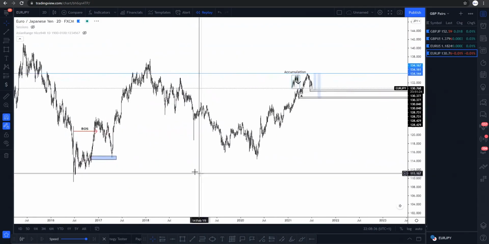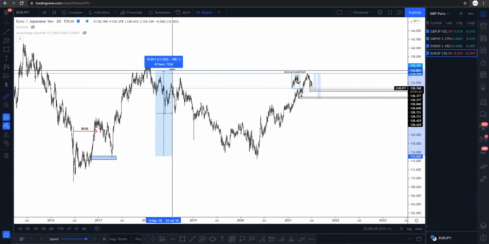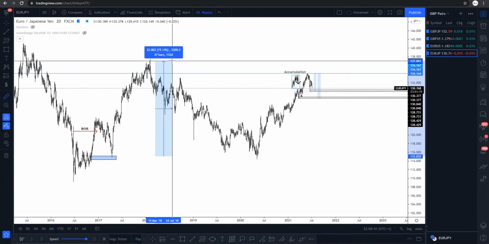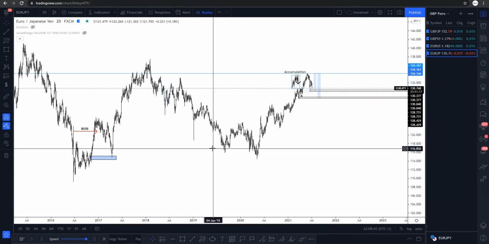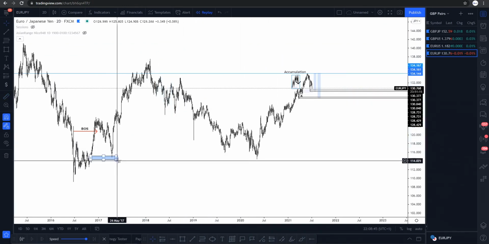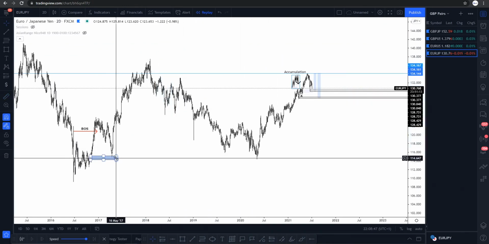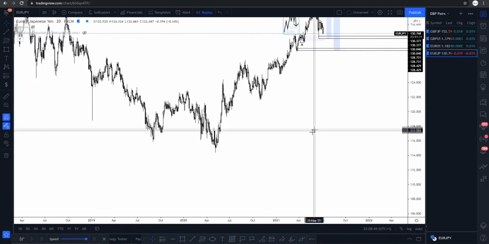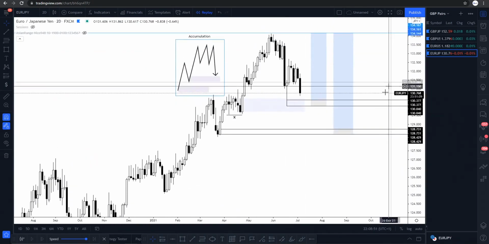And look at that. If you really held that, you would have been up at least 2,200 pips, which is crazy, right? And these trades are not hard to catch. It's mainly about precision and patience. So that's exactly what we're doing here.